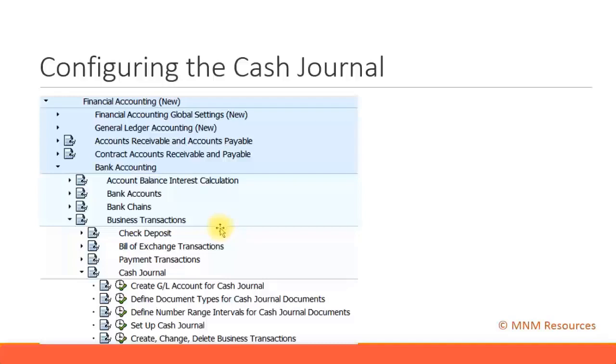Configuring the cash journal consists of these steps. You need to create the GL account for cash journal. You define the document types for cash journal documents. To define a number range for this, you need to set up the cash journal. You need to create the business transactions. And finally, you need to set up the print parameters. Now let's look at this in more detail.